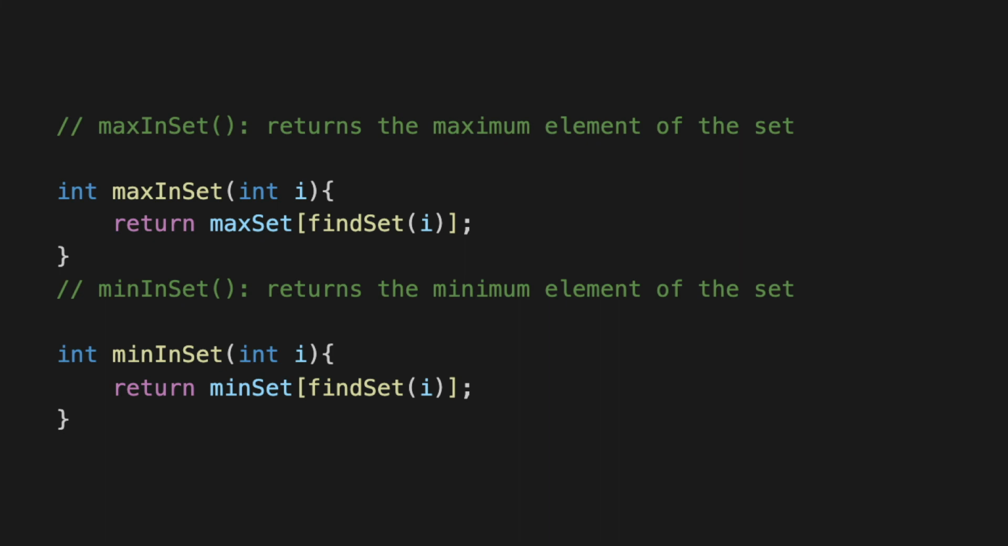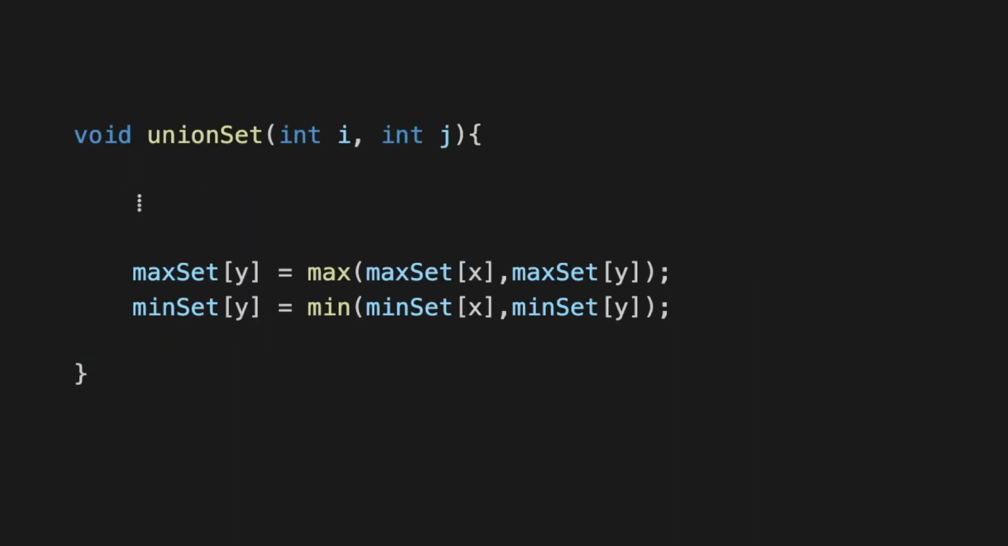So the one thing that is very important to do is to update the values of MaxSet and MinSet for the leader elements when you actually implement the union. Notice that these values are not affected when you do things like FindSet, because nothing about the structure of the sets changes when you do FindSet. But when you do union, then the values of the max and the min can change.